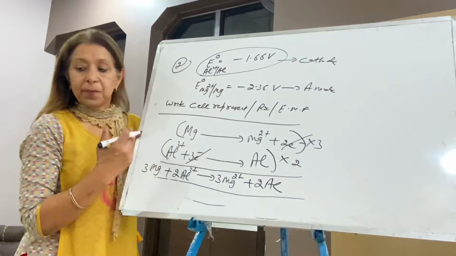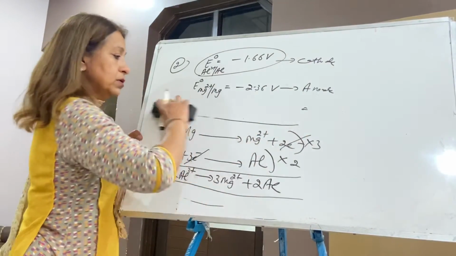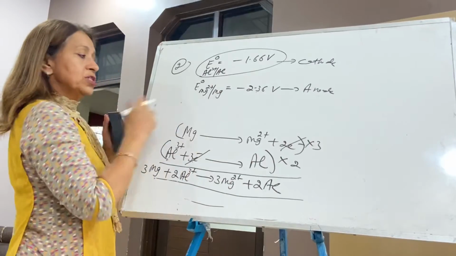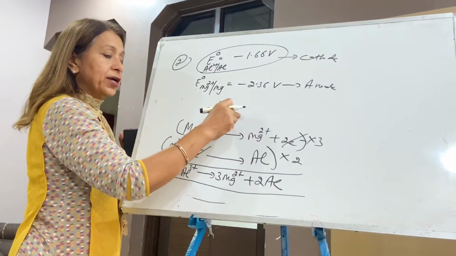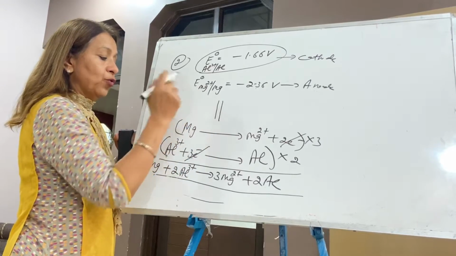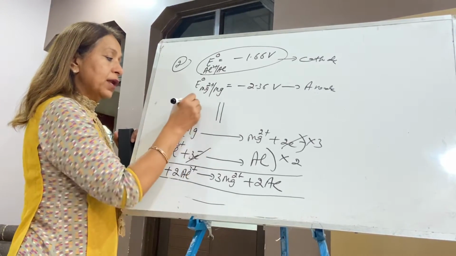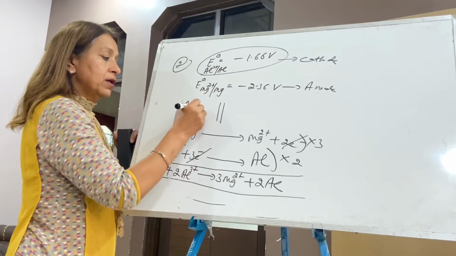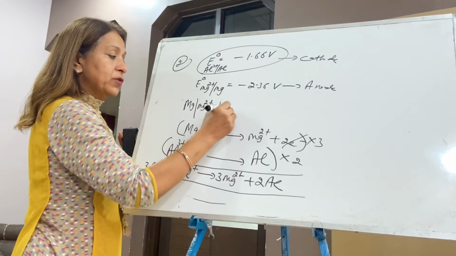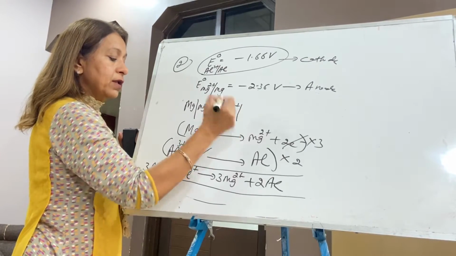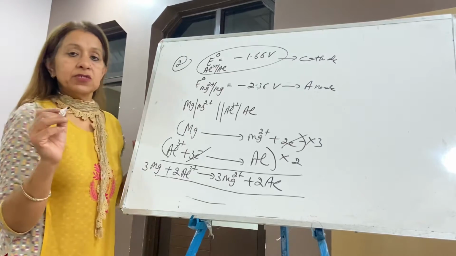Next is cell representation. How to write cell representation? This is your vertical line, double line is the salt bridge. Right hand side is the cathode, left hand side is the anode. So it's magnesium, single line, Mg2+, now double line, next aluminium 3+, single line, aluminium. This is your cell representation.